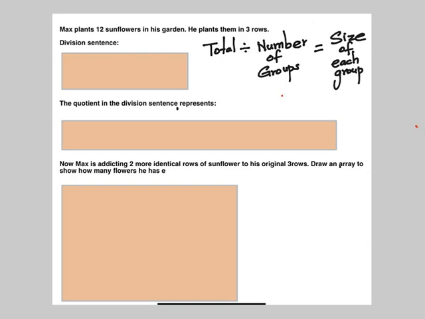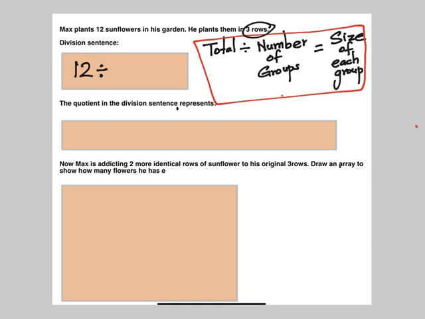So let us substitute for this division sentence. What is the total here? We know the total is 12. And write the same divided sign. So divided by number of groups. We know that the number of groups here is 3 rows, right? So 3. 12 divided by 3. Copy the same equal sign as such. Equals size of each group. That we don't know. We have to find out.